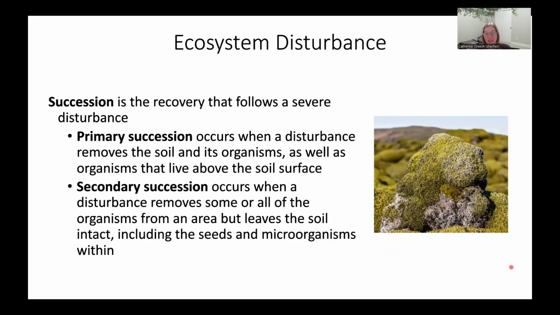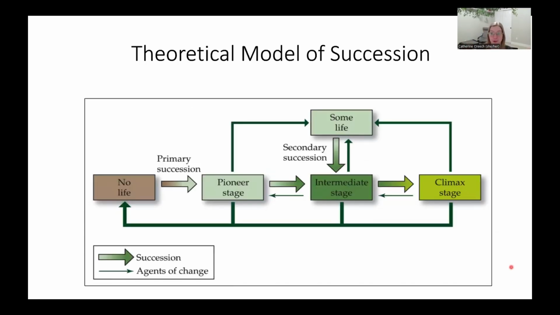Now, the other type of succession is secondary succession. Secondary succession is when there is a severe disturbance, a flood, a fire, something pretty intense, but the soil stays intact. So maybe all the plants are gone, all the animals are gone, all the grass is gone, but there's microbes. And so those microbes are really beneficial. Soil is so important. And the way that an ecosystem bounces back after a secondary succession event is different. Let's look at the primary one first.